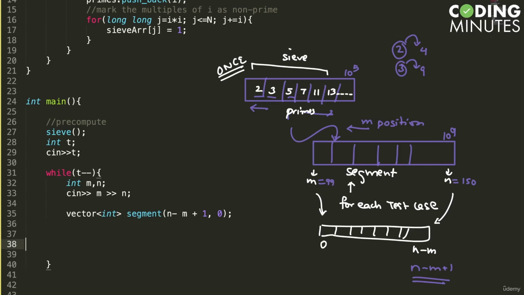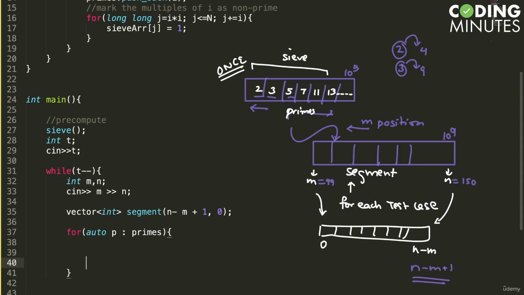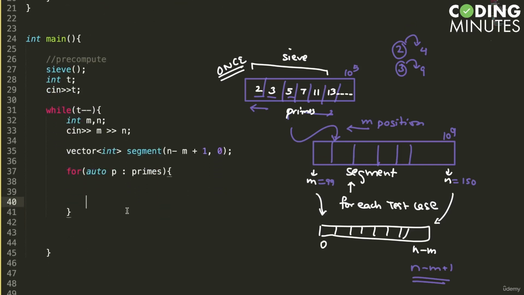So I will iterate over the primes vector, and let's see how we can write this loop. For auto prime p which is in the primes array, so let's say p is 2 or p is 3. We are going to mark the multiples of 2, but only the multiples which lie in this segment, as not prime.